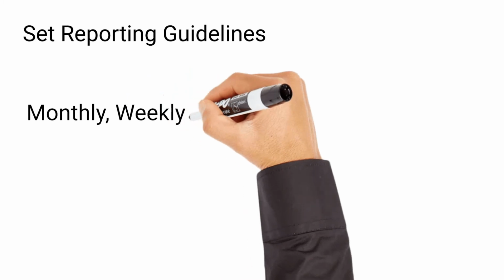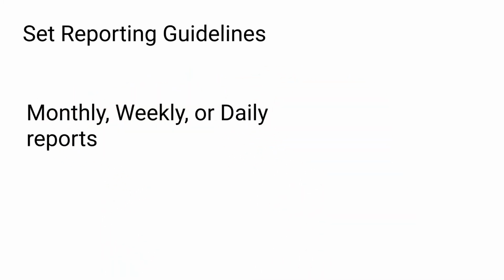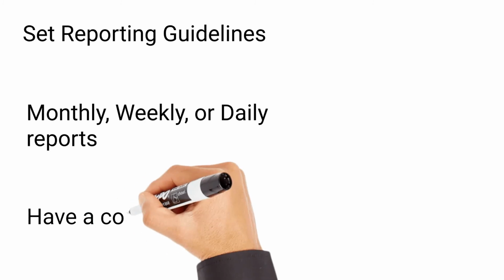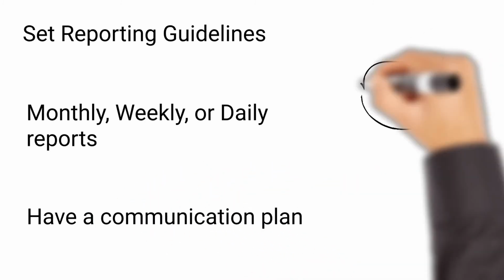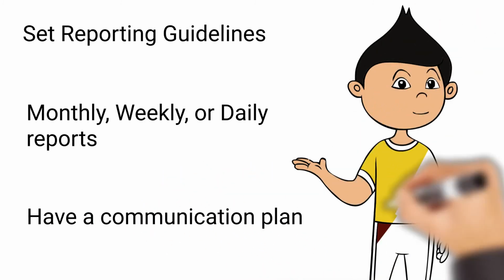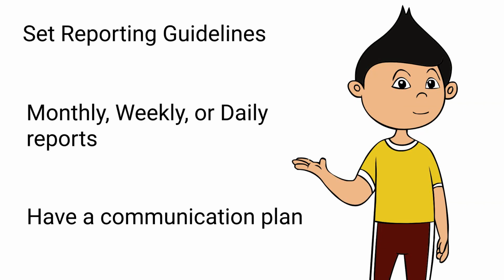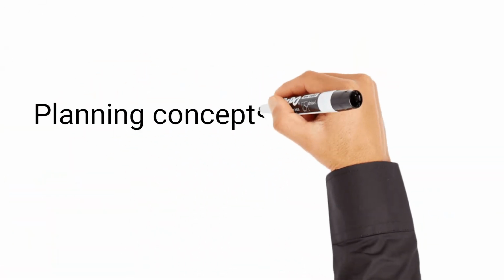Ideally, a collaborative workspace should be set up for your project online or offline where all parties can monitor the progress. Make sure you have a communication plan to document how often you'll update stakeholders on progress and how you'll share information. And by now you must have a clear understanding of planning concepts and their impacts on projects, both positive and negative. Remember, this is just a simplified version of project planning concepts.